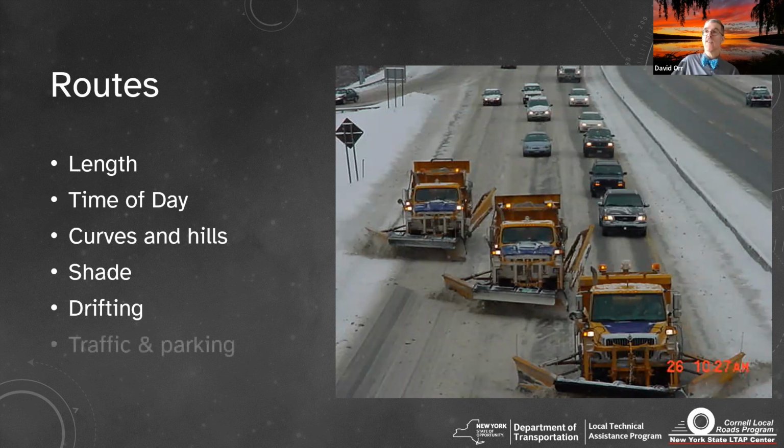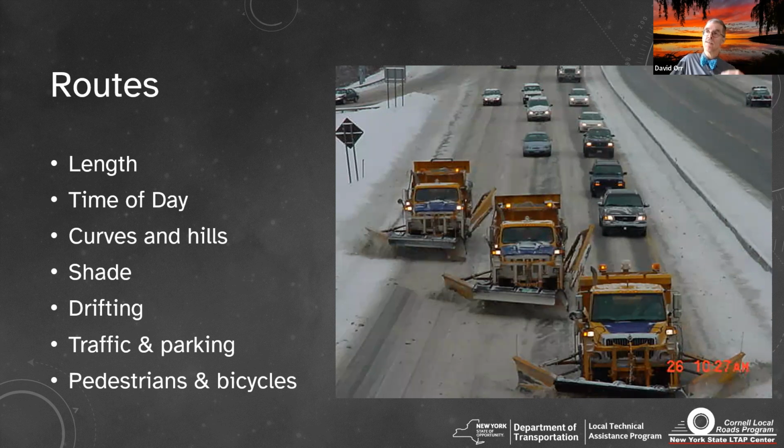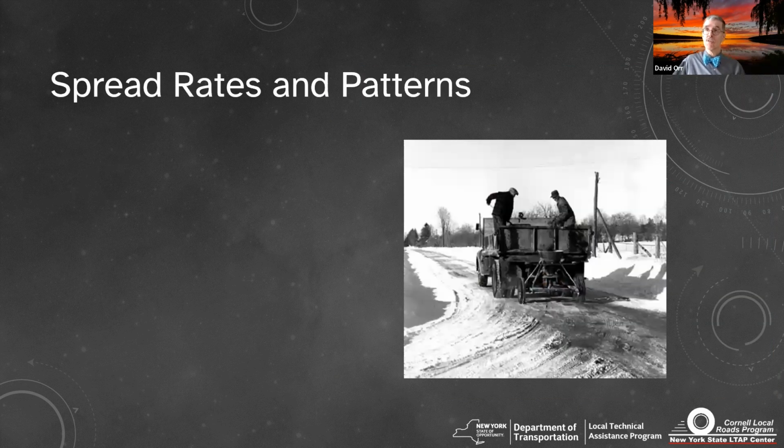And of course, do you have traffic? Do you have parking on street? Don't you have parking on street? And for those of you who are dealing with cities and even rural areas, do you have pedestrians and bicycles? These all are things we need to be thinking about as we're setting up our policies. As you're putting your policy together, these are all things you're going to be thinking about. And of course, this leads to the spread rate and the patterns.